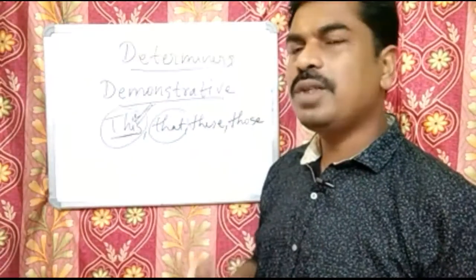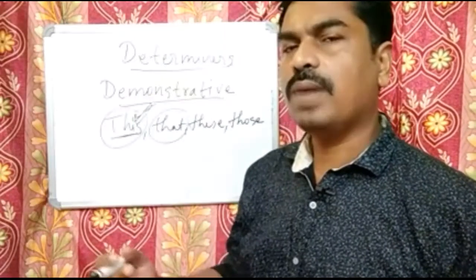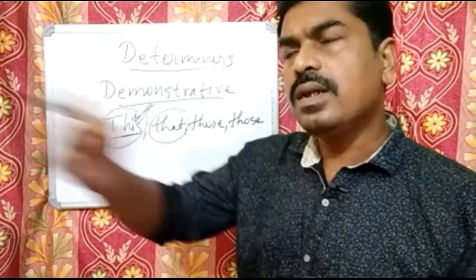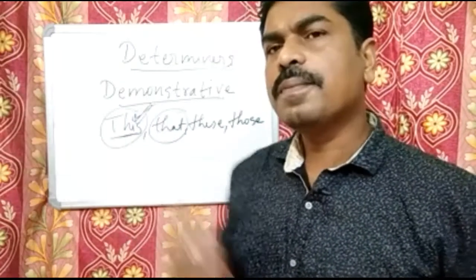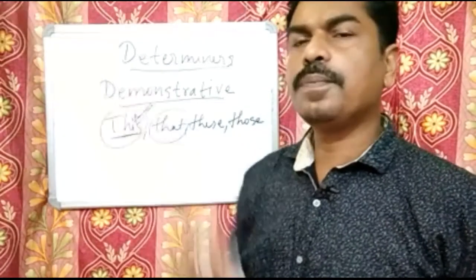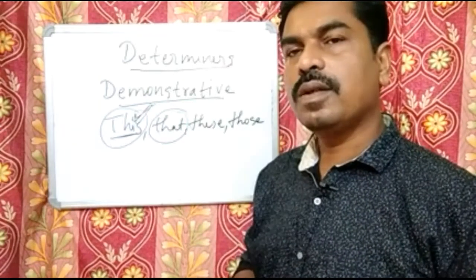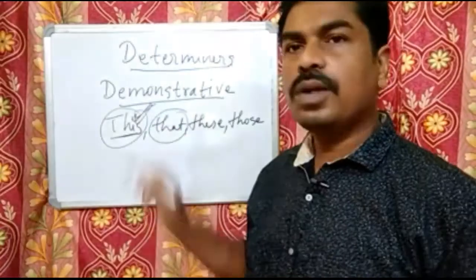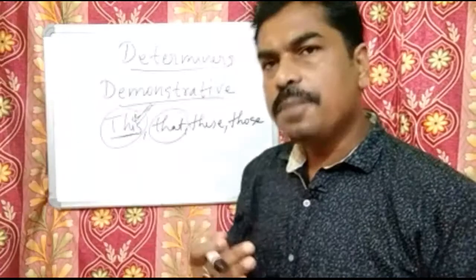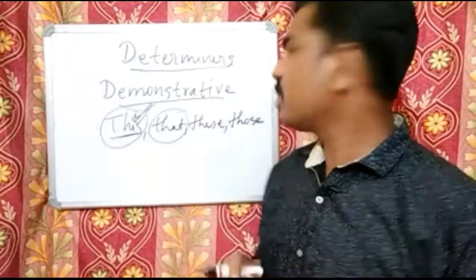The next one is that. When the thing or the object which I'm talking about is at a distance and it is singular. I repeat once again, when the thing which I'm talking about is a little far from me, it's at a distance and it is singular, then I'll say, bring me that book, bring me that pen, bring me that shirt. Understood? So this and that both are used to talk about singular things. This is used when the object is closer, and that is used when the object is at a distance, and both are used with singular nouns.